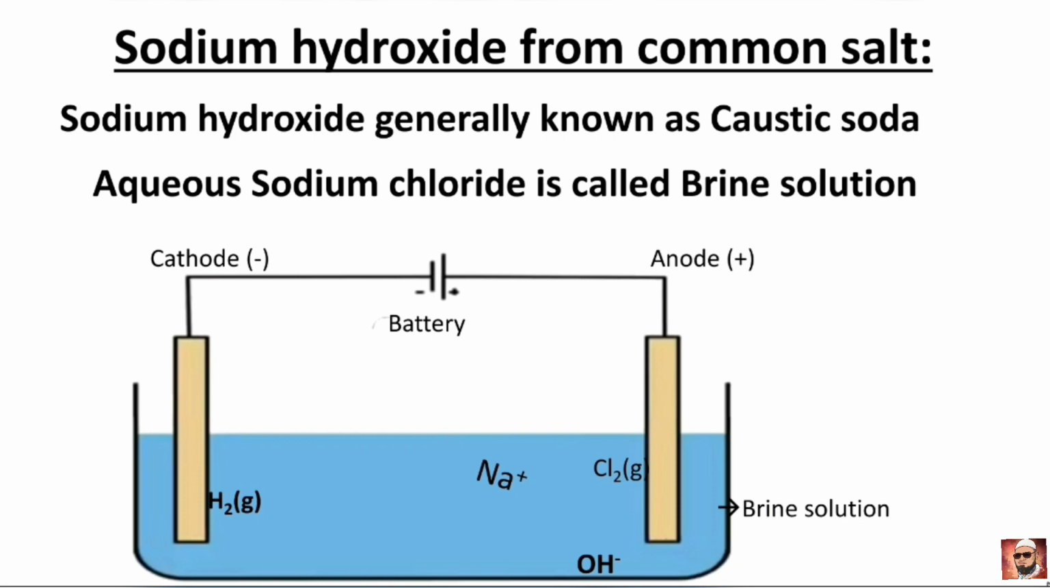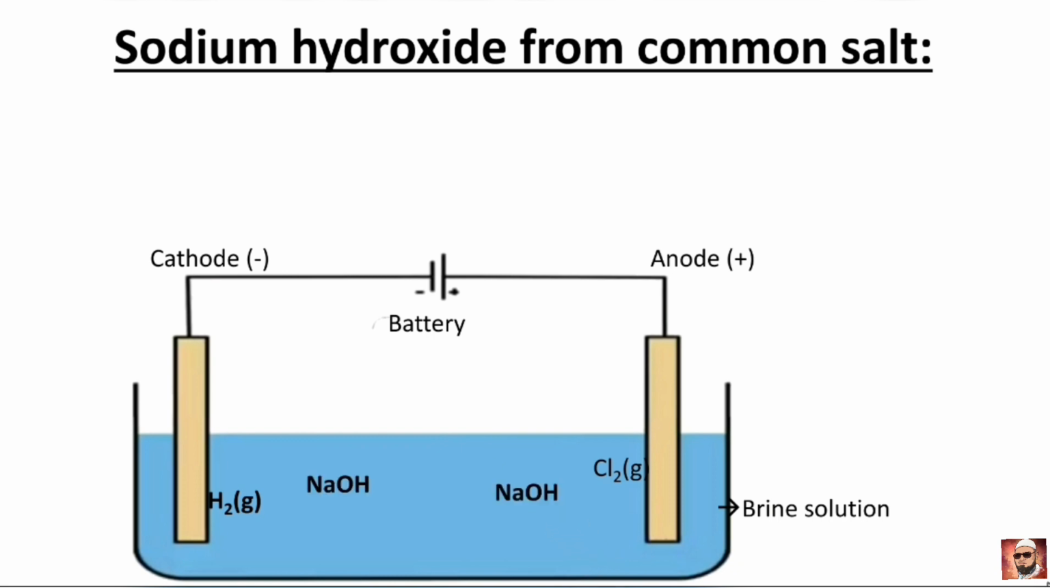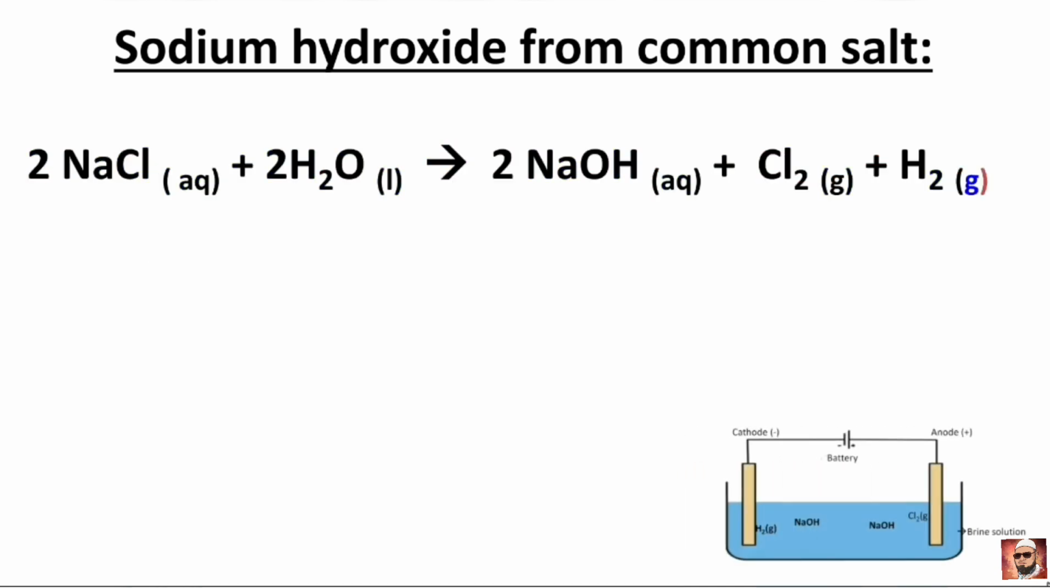OH- reacts with Na+ and it forms NaOH, that is sodium hydroxide. This process is called the chlor-alkali process because of the products formed: chlor for chlorine and alkali for sodium hydroxide. The overall reaction for the formation of sodium hydroxide, that is caustic soda, is NaCl, that is brine, plus H2O. The brine solution dissociates into sodium hydroxide, NaOH, chlorine gas and hydrogen gas.